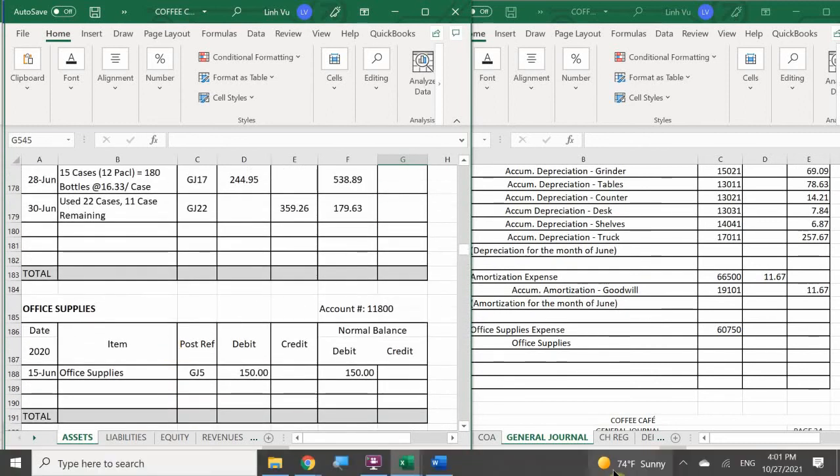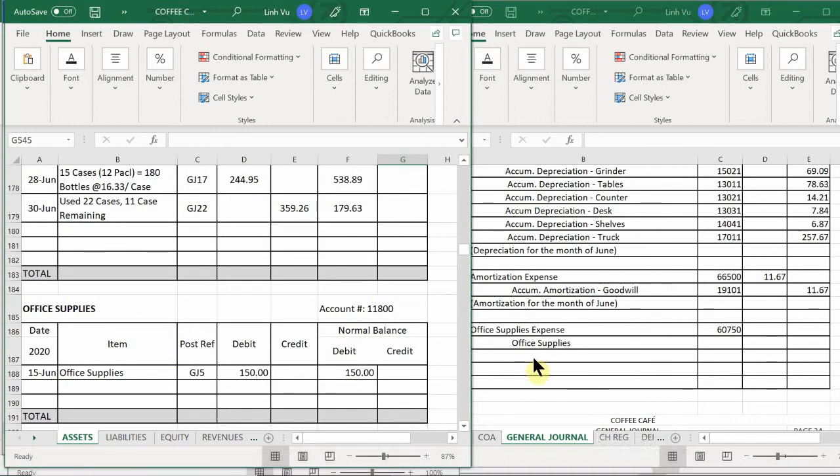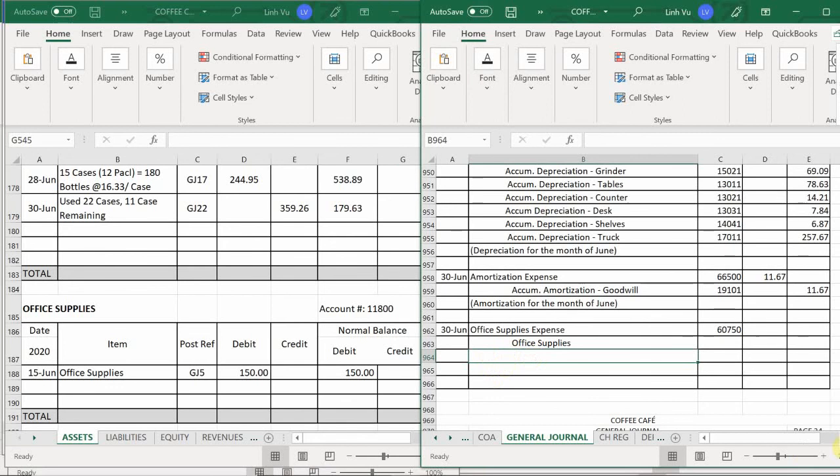How many office supplies do I have? 150. And how much do I have left? 80. So how many did I use? You used 70. I used 70. Good.